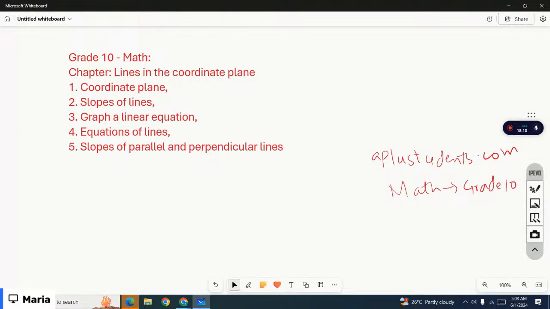The lessons we're going to cover today are coordinate plane, slopes of line, graph and slopes of parallel and perpendicular lines. Okay, so let's just start with the lesson.